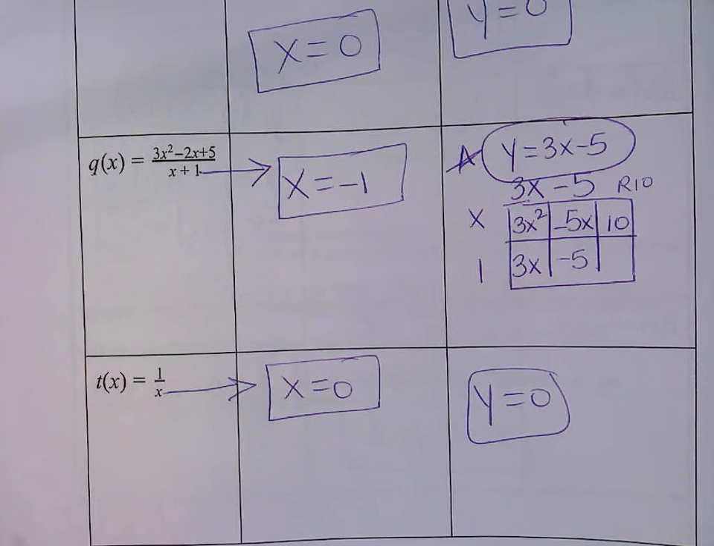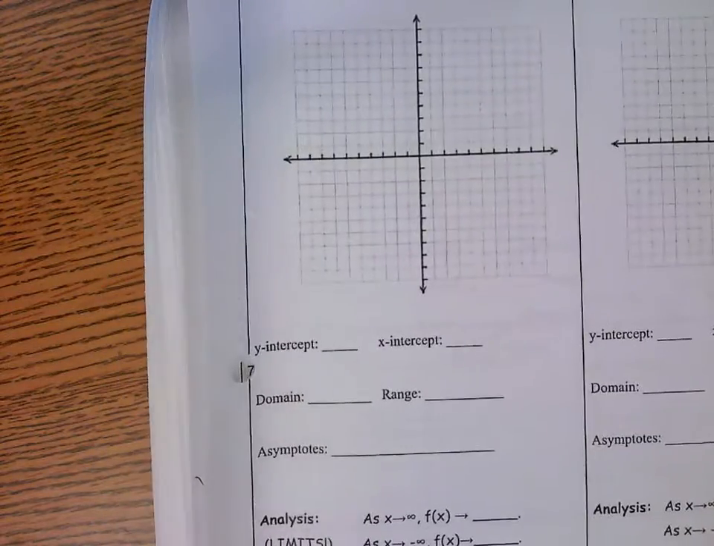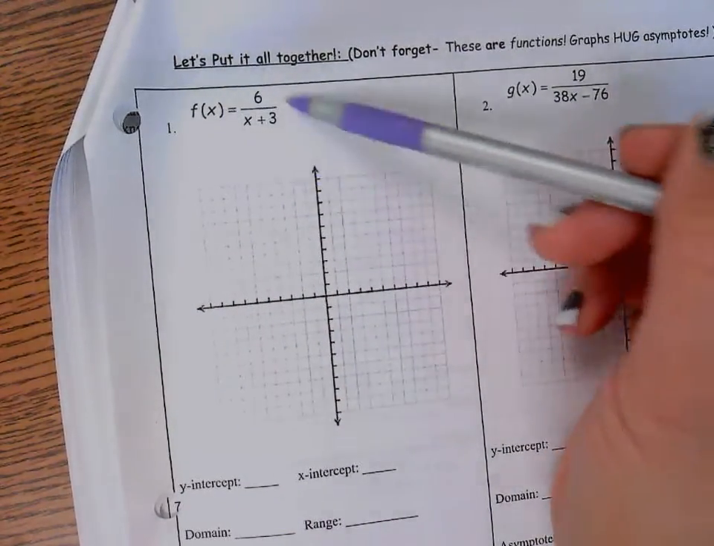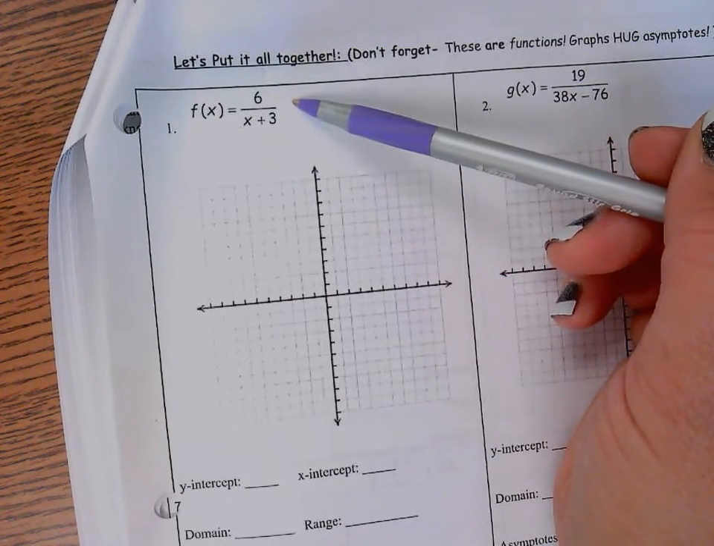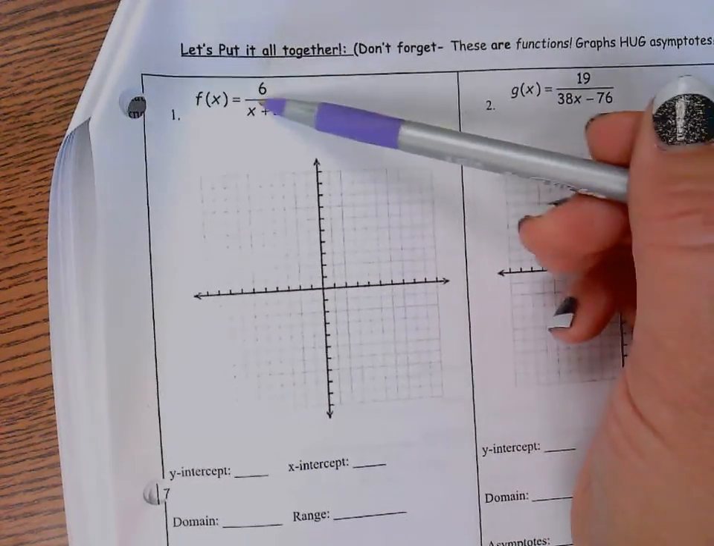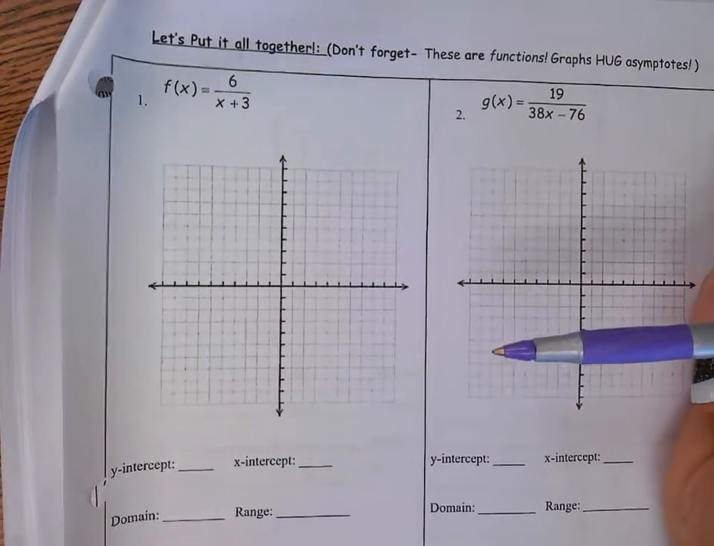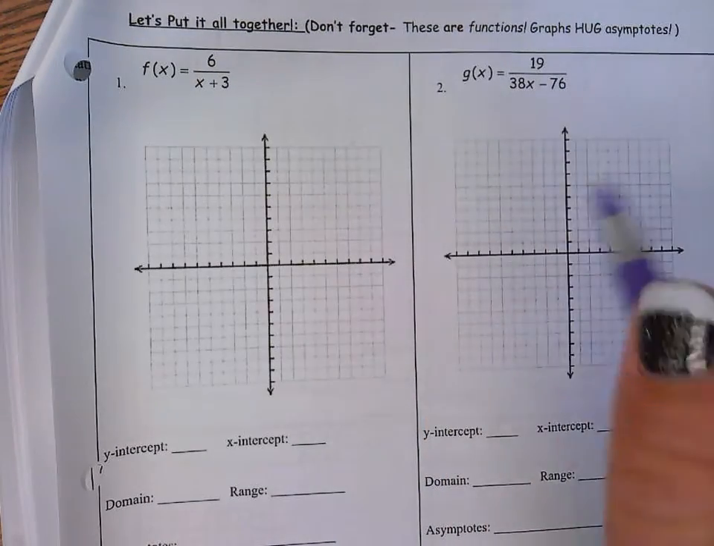All right. So let's do one example of kind of what it's going to mean to put all of this together. So I'm going to be giving you a function just like this on your quiz on Thursday. When you have your quiz, you're going to have to find these pieces and then sketch the graph. So I always go in the same order every time.